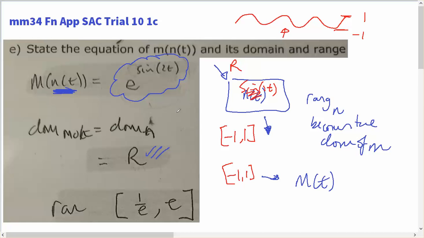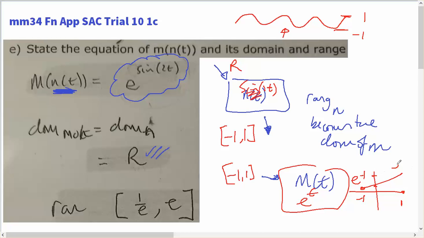So m is e to the power of x, or e to the power of t, and the smallest that is going to be will be when -1 goes in, and the largest will be when 1 goes in, which means the smallest will be e to the -1, and the largest range value will be e to the +1. So the range will be 1 on e through to e, because the only numbers that are ever going to go in to this are -1 to 1, because the only numbers that come out of the sine of 2t are -1 to 1, which is where that comes from.